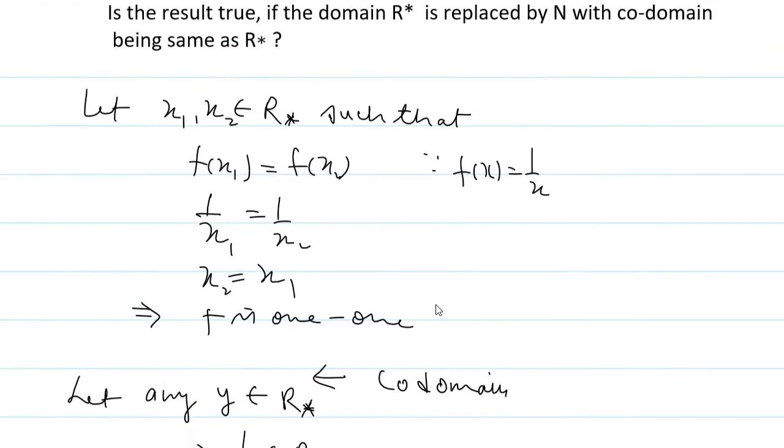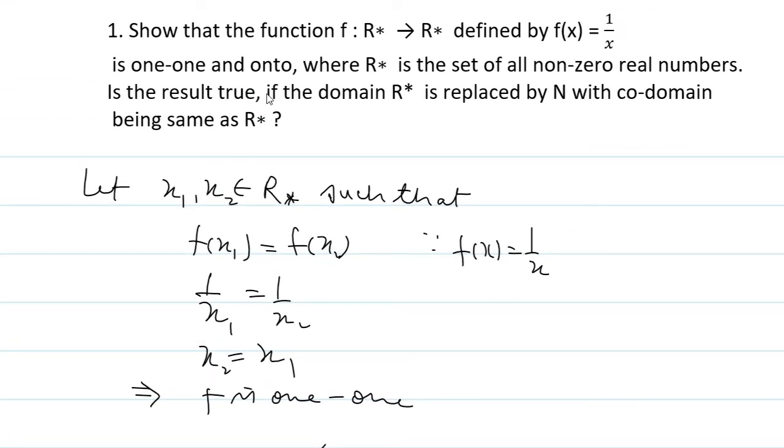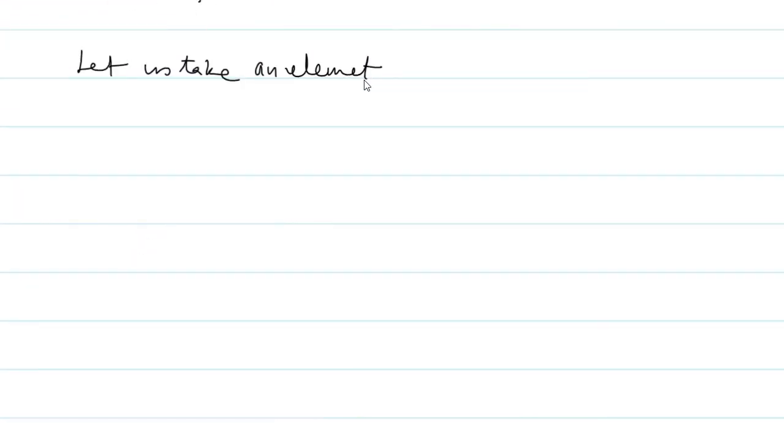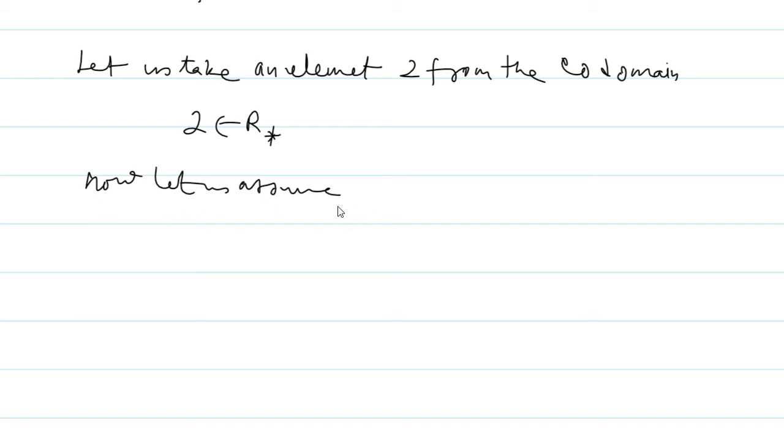Now comes the second part. The second part asks that if the domain R star is replaced by N, with the codomain being the same R star, we have to check whether this result is still true or not. Let us take one element 2 from the codomain. 2 belongs to R star. Now let us assume there exists an x belonging to the domain N such that f(x) is equal to 2.